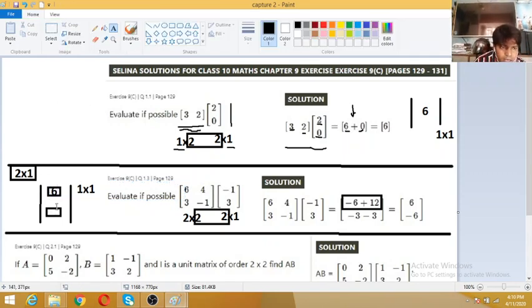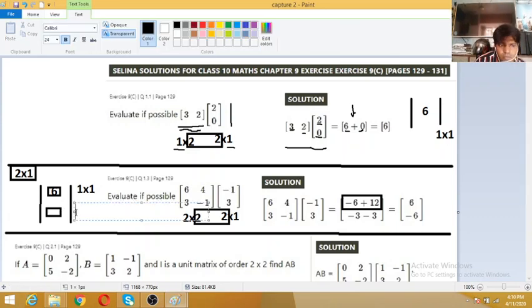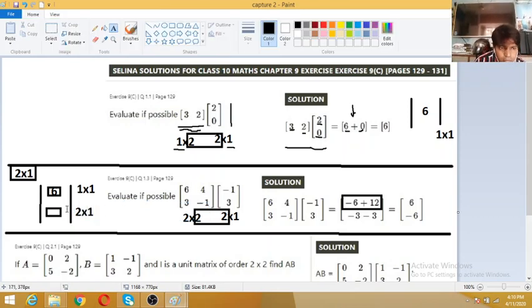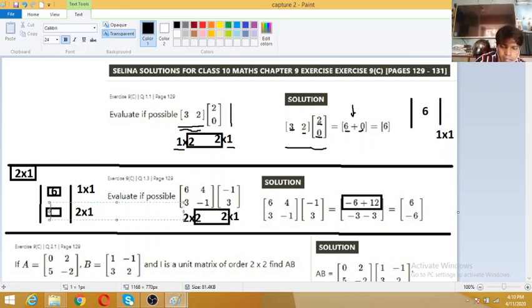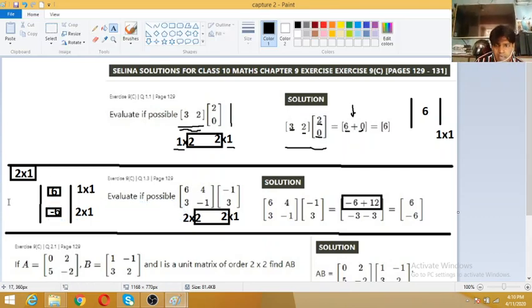Now for this, can you tell me the address of this box? The address for this one is the second row and first column. So if you want the answer for this box, you have to multiply the second row with the first column. So 3 into -1 is -3, and -1 into 3 is -3. You do the operation, you get -6. So -6 is the answer. Is that clear?